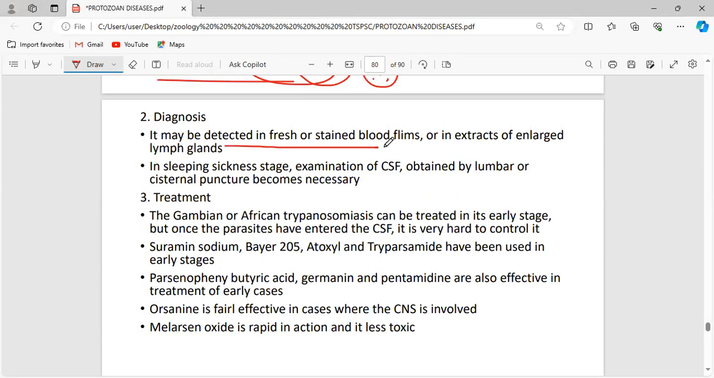in fresh or stained blood films. Did you see what the diamond medium is? I gave you the homework yesterday. What is the diamond medium? The diamond medium is the medium in which a protozoan can be grown. What is the diamond medium and which protozoan can be grown there? Just tell me which protozoan can be grown in the diamond medium.